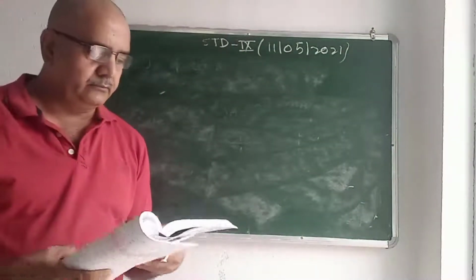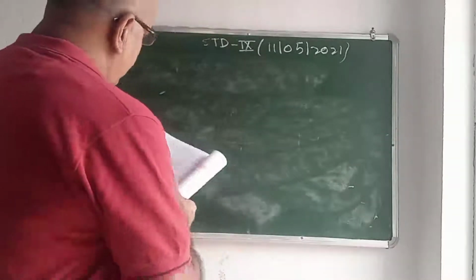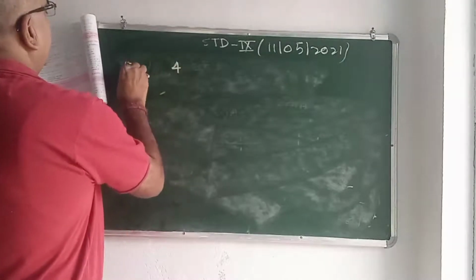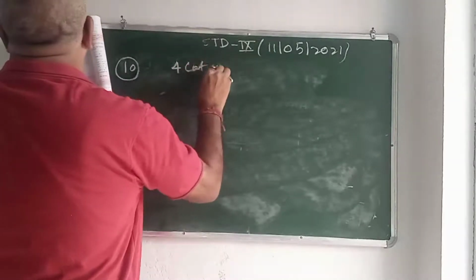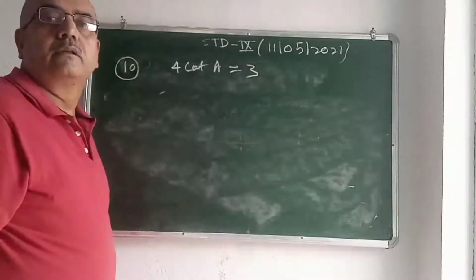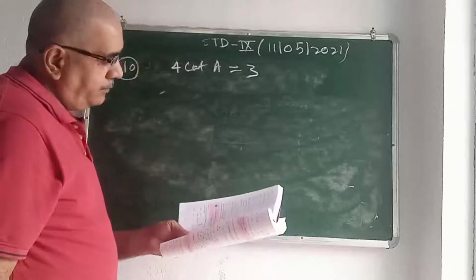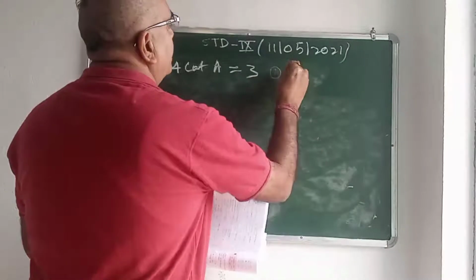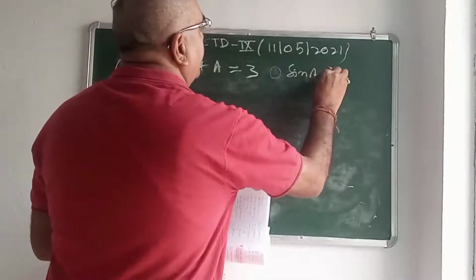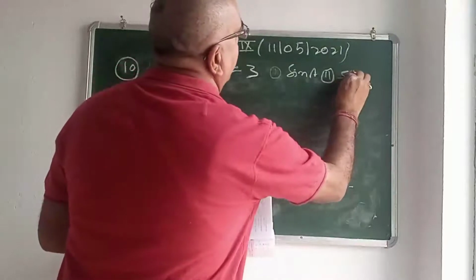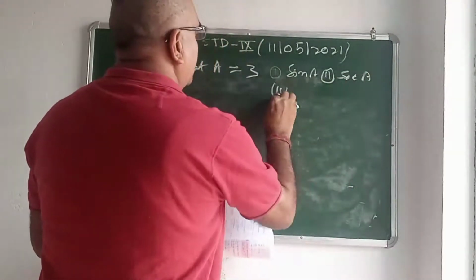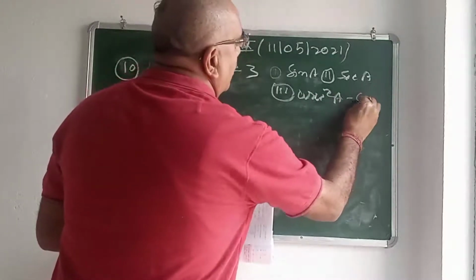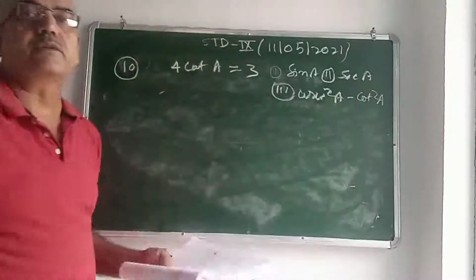Another question. Question number 10. 4 cot A is equal to 3. Right. Now we have to find first sin A, second sec A, third cosec square A minus cot square A. This one we have to find.